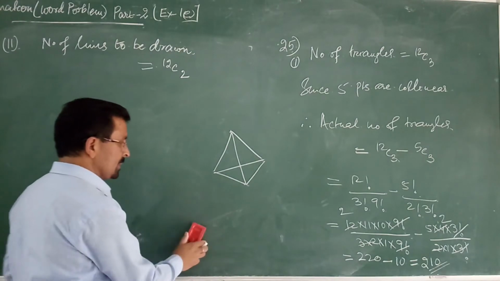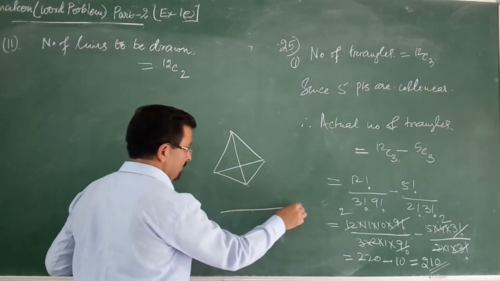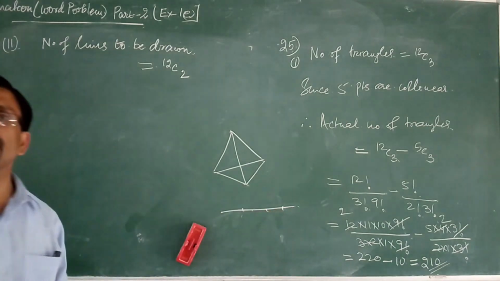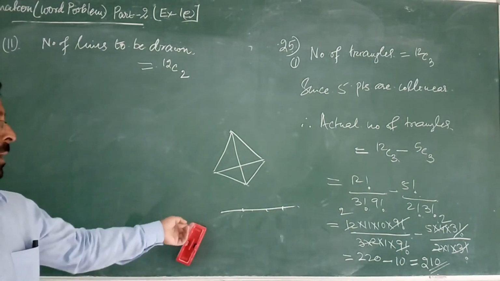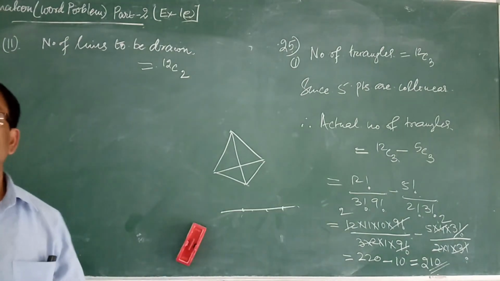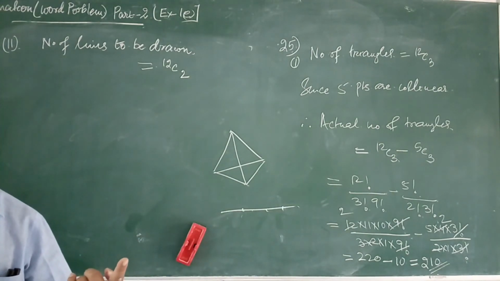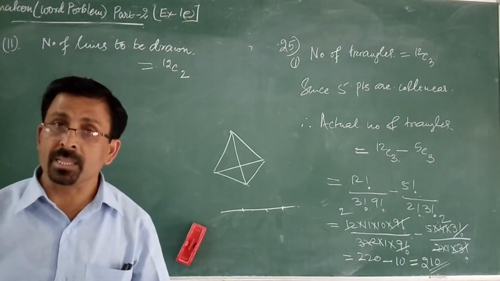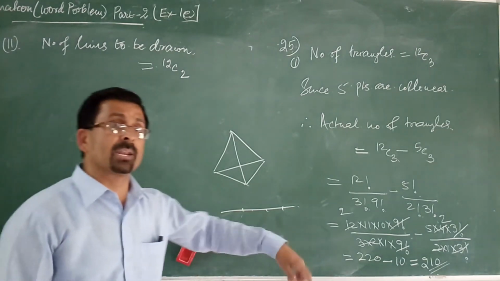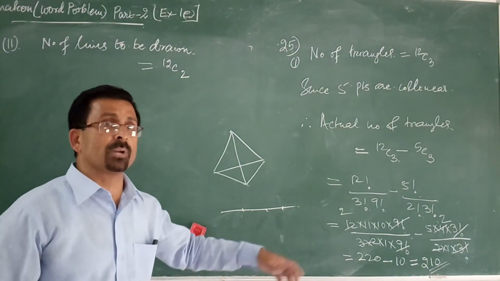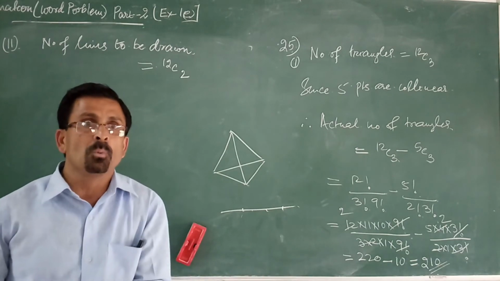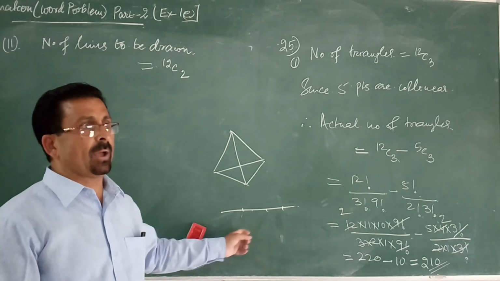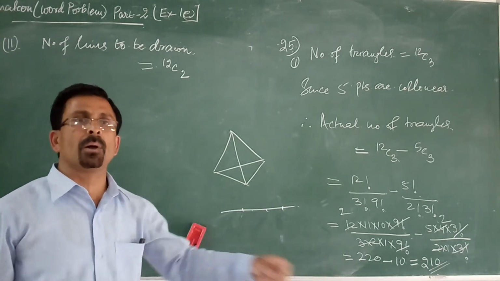But if some points are collinear, this is the line, and some points are here. Is it okay or not? How many lines are here? You have used a total of 5 points. How many lines do you have? Only one. Otherwise, if these 5 points were non-collinear, then these 5 points could have given us how many lines? 5C2. But because these points are all collinear, they are not able to give us 5C2 lines, but they are giving only one.